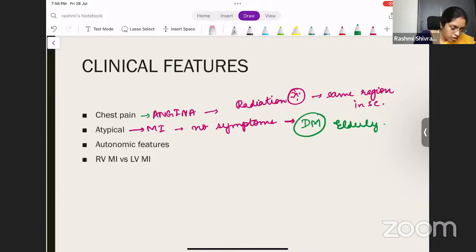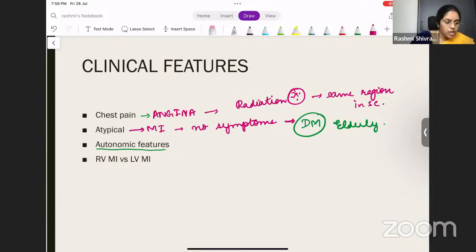Okay, so coming on to autonomic features. We all know, routinely we ask in history, when the patient complains of chest pain, did you have palpitations? Do you have sweating during that episode? We all ask this very routinely. But why does this happen? Why do we get autonomic features? Like I told you, this is also because these autonomic fibers also go and locate in the same region. Okay, so that's why we have autonomic features.